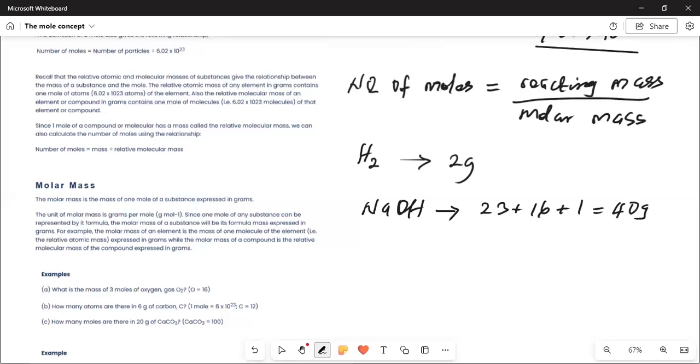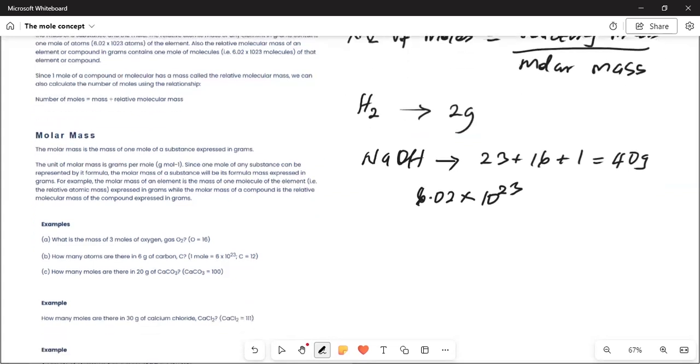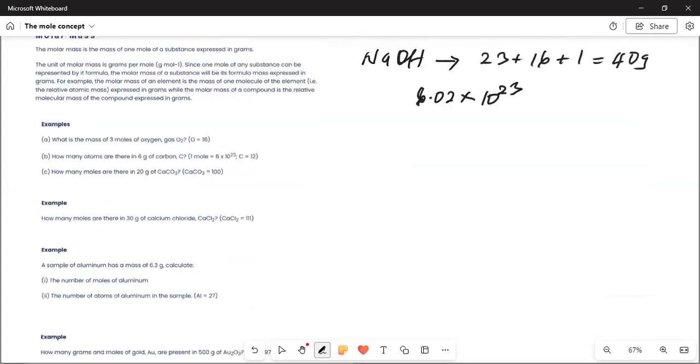In summary, the mass of 1 mole of a substance expressed in grams is known as the molar mass of that substance. And as long as it's 1 mole of that substance, it contains 6.02 times 10 to the power of 23 elementary entities. The elementary entities could be atoms, molecules, or ions, depending on the type of substance. We have an example here.